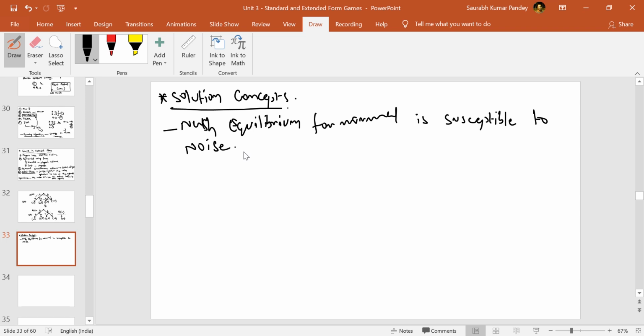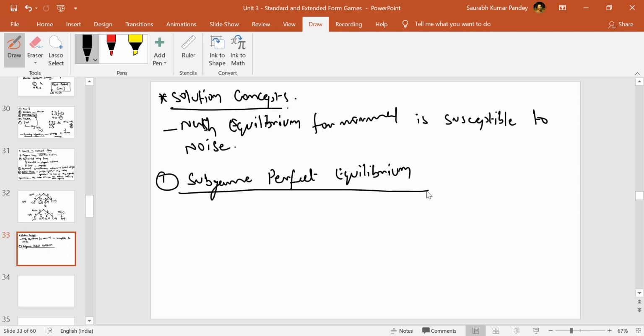So in here what is needed? For that, the solution concept that came into the picture is known as subgame perfect equilibrium. Right? So what is this subgame perfect equilibrium? First of all, let's see what the definition is.